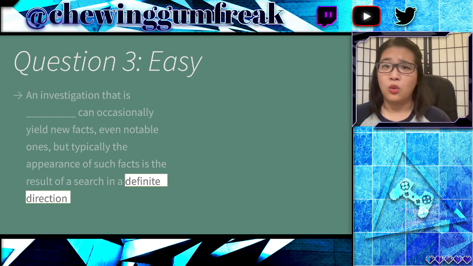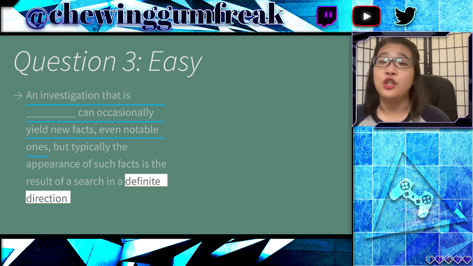Building on what we already know, I want to identify first the main clause of a sentence, and in this example, that is the first part here. So an investigation that is blank can occasionally yield new facts, even notable ones. So we're talking about the relationship between investigations and yielding new facts.